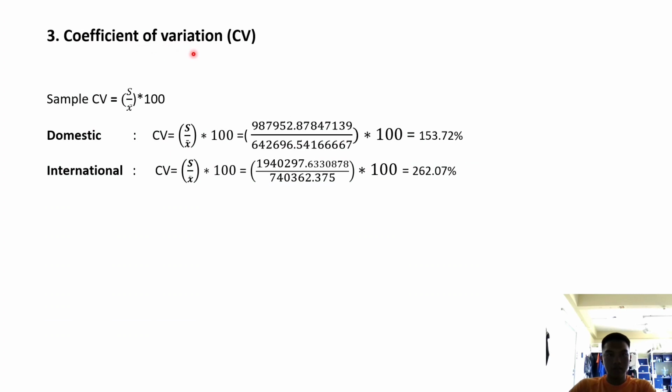Coefficient of variation, CV. The coefficient of variation is a dimensionless relative measure of dispersion that is defined as the ratio of the standard deviation to the mean. The formula for the CV is S divided by X bar multiplied by 100. And as we can see, the calculation for the international is higher than domestic.